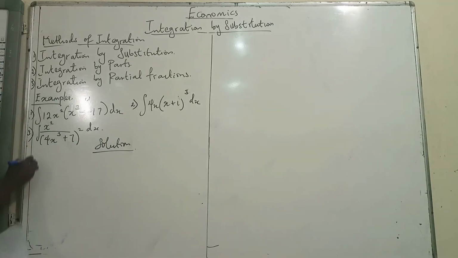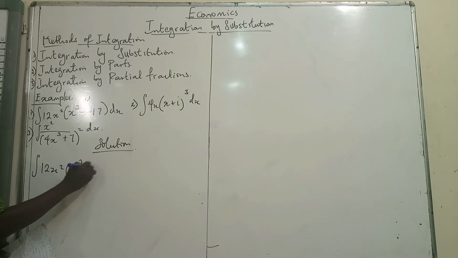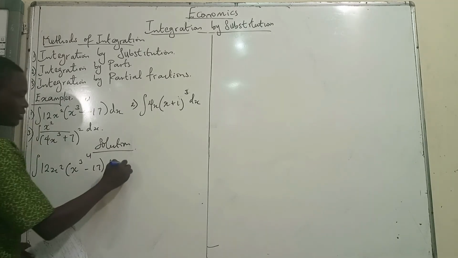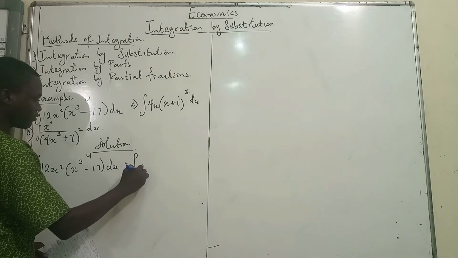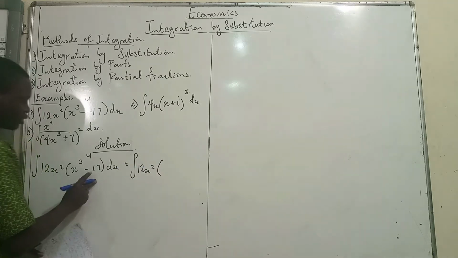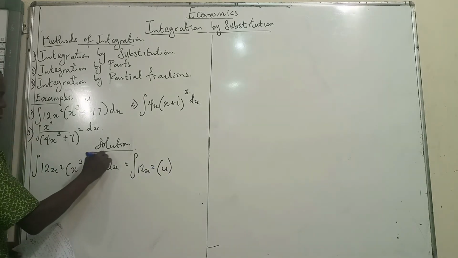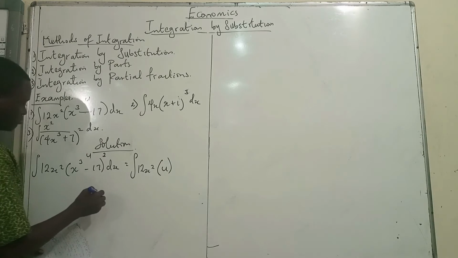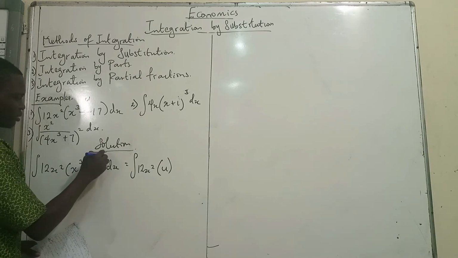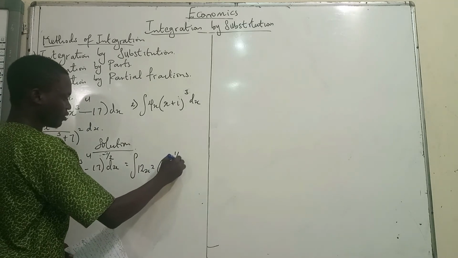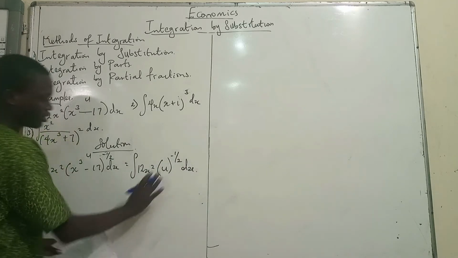So we have the first question, which says that we should integrate 12x squared into bracket x cubed minus 17, dx. So I think we call this u. Right. So u. This is essentially integration of 12x squared, and since u is already here, let me give it a power. Let me give it minus half, dx. So we have something like this.